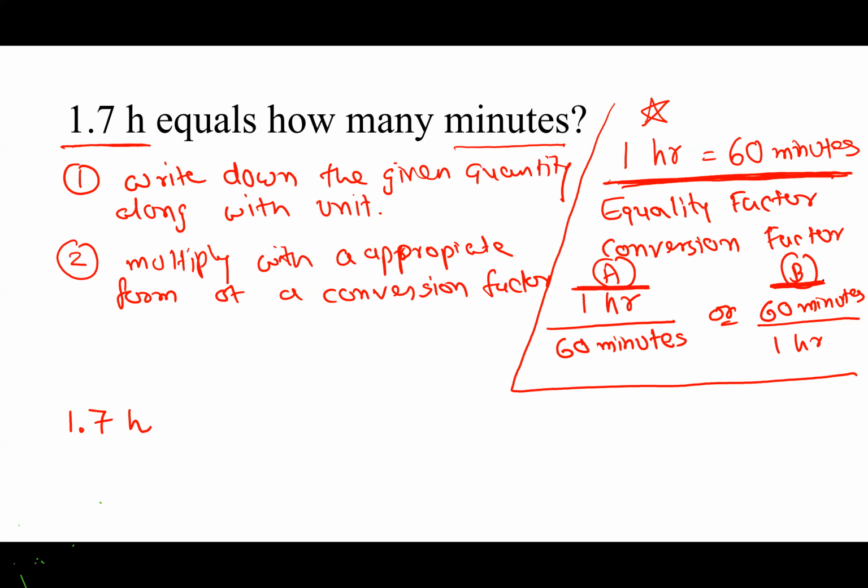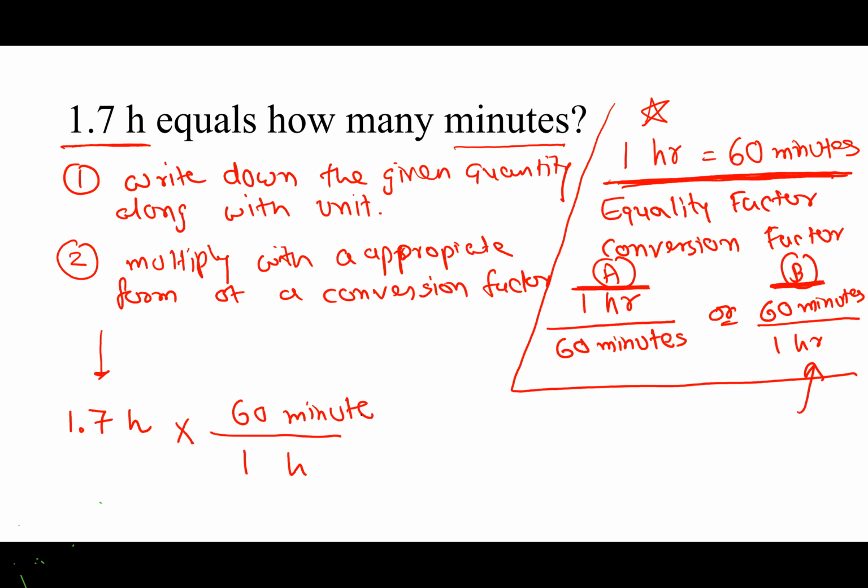Either form you want to use, which one you're going to use, depends on what information is given to you. In this case, because 1.7 hour has been given to you, as a second step you're going to multiply and write down one of the conversion factors, either A or B. The one that we're going to pick is B, 1 hour and 60 minutes on the top. I'm going to explain the reason in a minute.